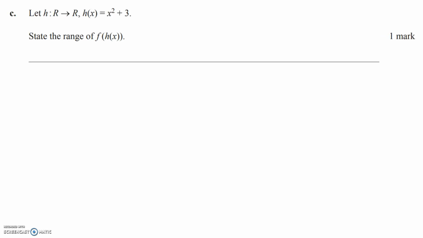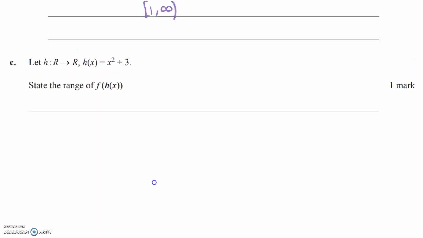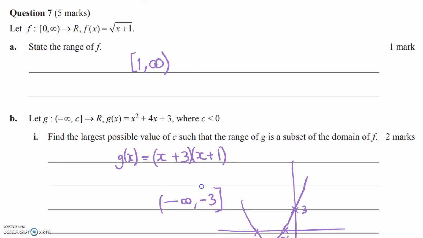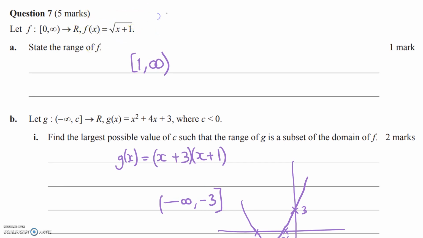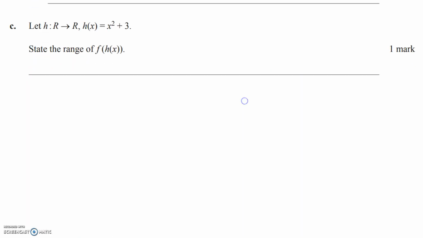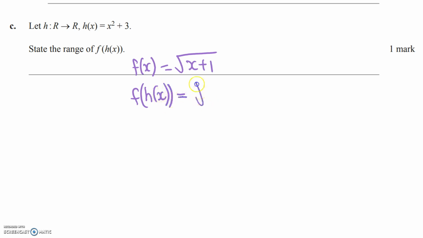So they've now brought in a new function h to play around with the function f. Let's remind ourselves of the function f from the start of the question. So f of x is equal to the square root of x plus 1. And we're looking for f of h of x. So what we're going to get is the square root of x squared plus 3 plus 1. Now, this is actually going to come out as the square root of x squared plus 4.